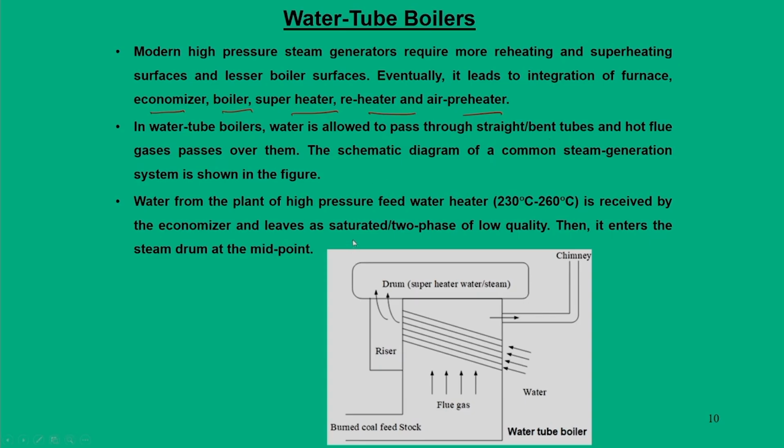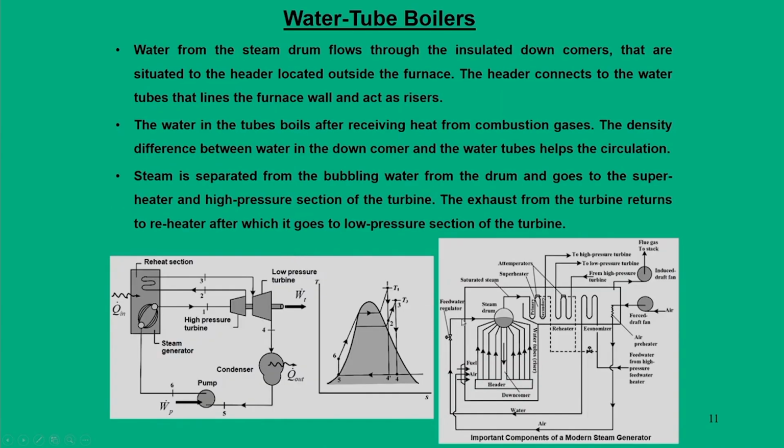Water from the high pressure feed water heater, which is about 230 to 260 degrees centigrade, is received by an economizer and leaves saturated or two phase at low quality, then it enters the steam drum at a midpoint. So, we can take a closer look at this here.